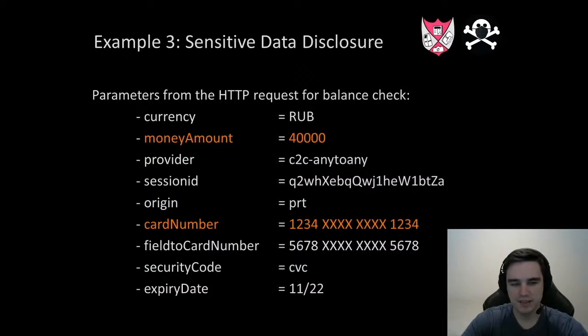And here was the problem. The main problem was that this server didn't check the expiry date and didn't check the security code. But it checked the money amount and card number. As a result, everyone could get the balance for any card in the bank, just by enumerating the card number and the money amount.